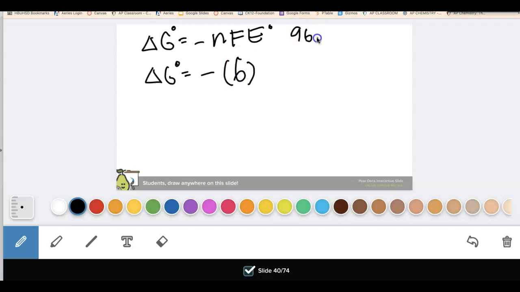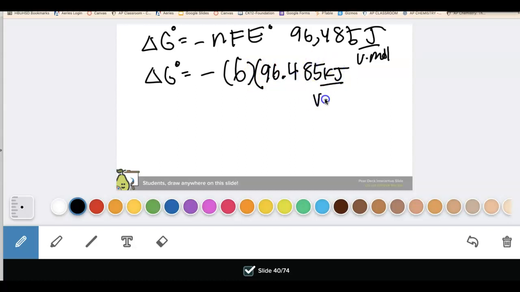Faraday's constant is 96,485 joules per mole. Now, I know that I want this to be in kilojoules, so I'm going to cheat instantly and rewrite the constant in kilojoules. I did that by dividing by 1,000. And then the voltage was 0.63 volts, right, from that reaction? Volts cancel. We're left with kilojoules per mole.